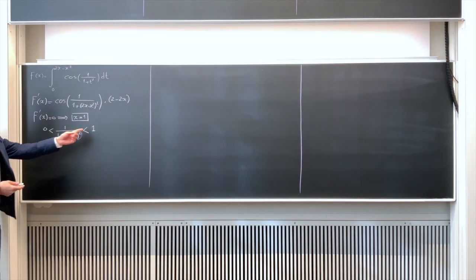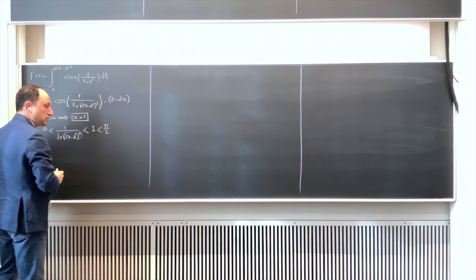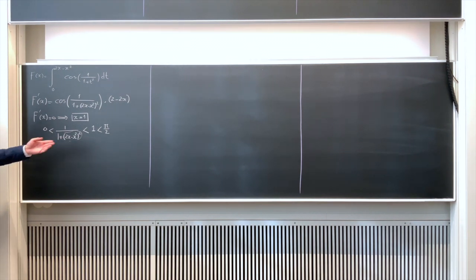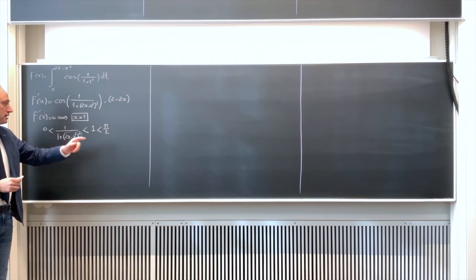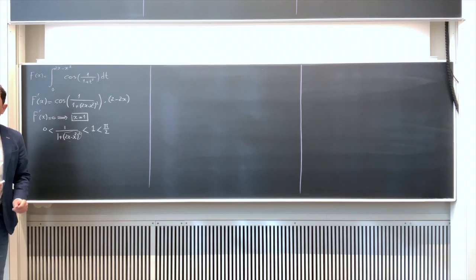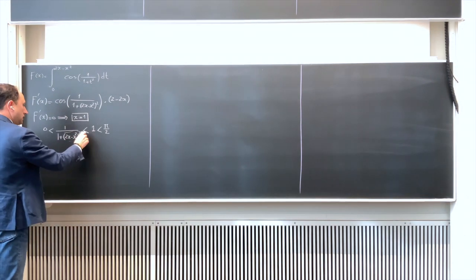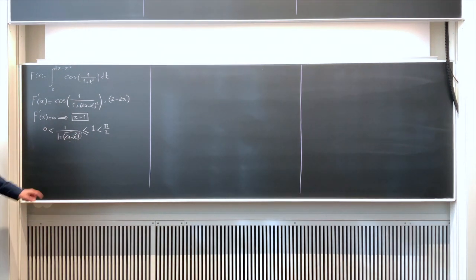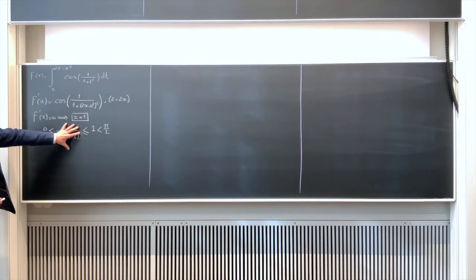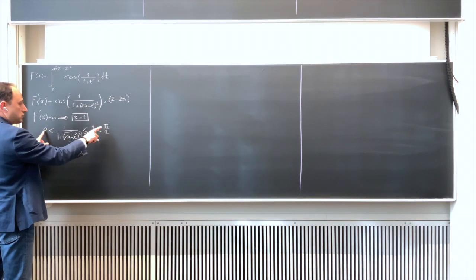And then 1 is also less than pi over 2, because pi is around 3.14, and if you divide it by 2, definitely it is larger than 1. Yes, thank you very much. Anyway, this one is less than pi over 2. So this means that this expression is strictly between 0 and pi over 2.